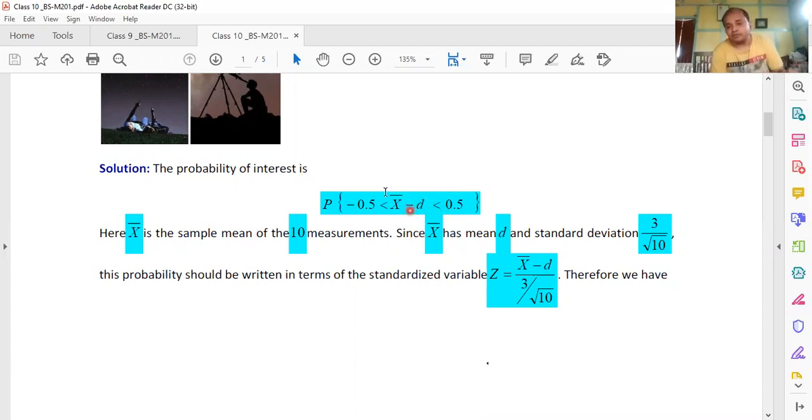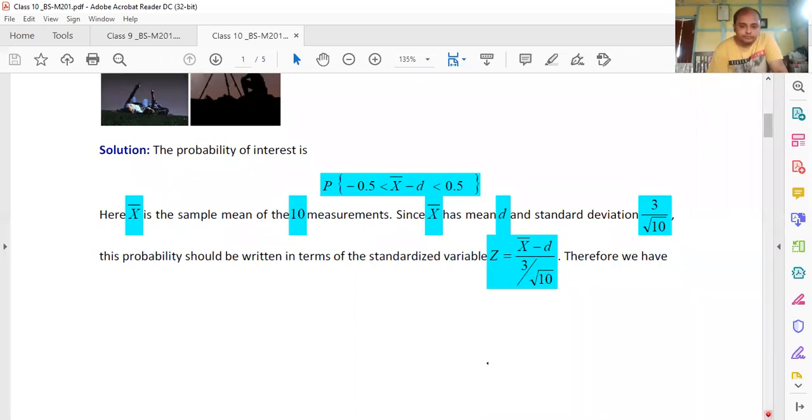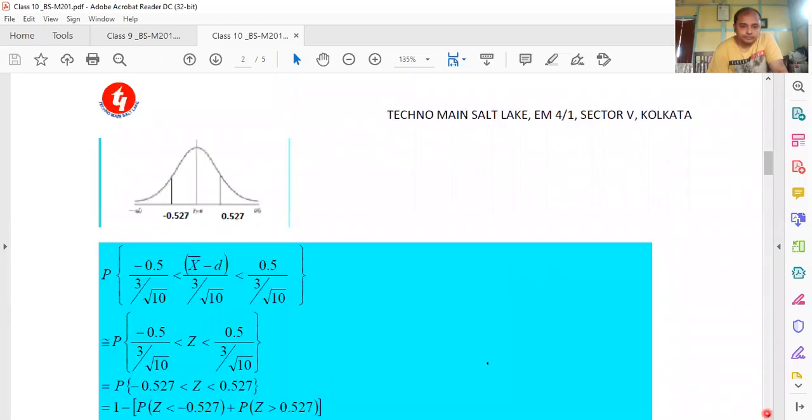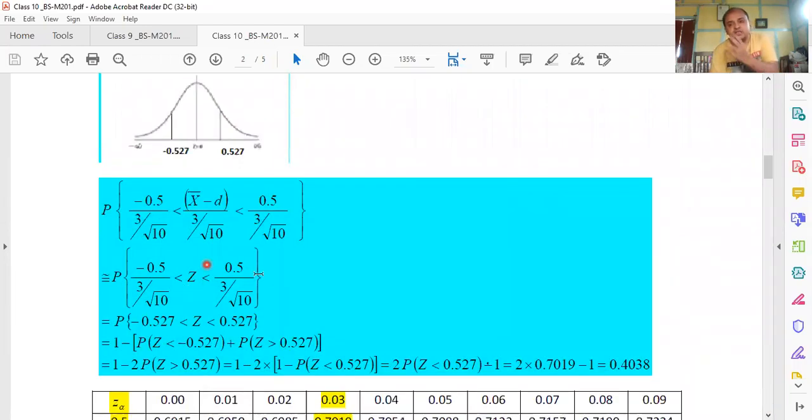So our only job here, if you want to bring Z in between minus 0.5 and plus 0.5, is to just divide the thing by sigma by root over n. Sigma is the standard deviation, and 10 is the sample size. So you know what particular result I'm using over here. And if I do so, now the rest is just a calculation.